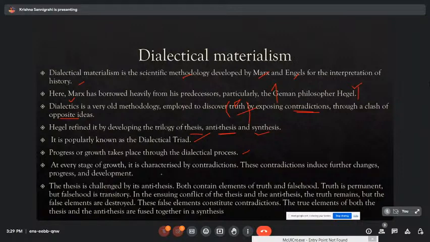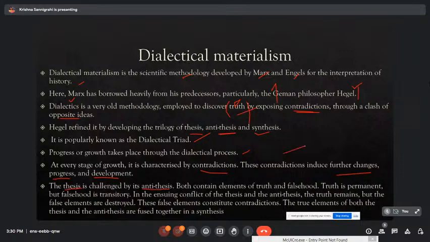At every stage of growth, it is characterized by contradictions. These contradictions induce further changes, progress, and development. So, at every stage of growth, it is characterized by contradictions, and these contradictions bring about what? Further changes, progress, and development. Now let us try and understand what is thesis, what is antithesis, and what is synthesis. The thesis is challenged by its antithesis.